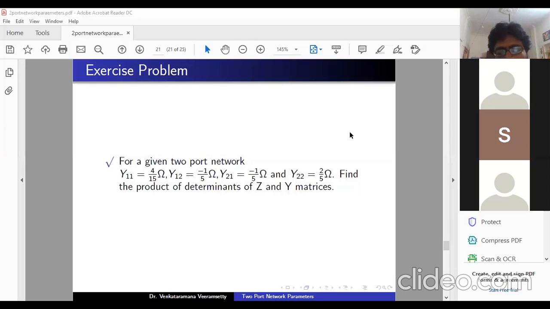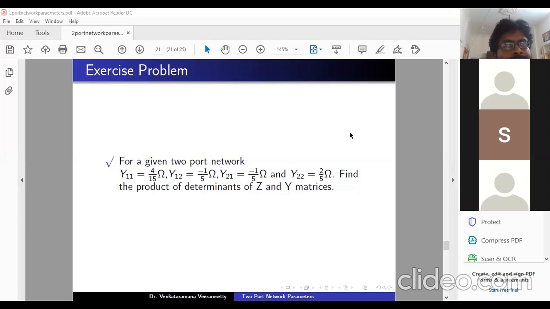And in tomorrow's class, we will discuss how we represent the Z parameters in terms of the ABCD parameters. So meanwhile, if you understood today's class and have time, try to find the relation between the Z and ABCD parameters by yourself. If you have difficulty, you can get clarification in tomorrow's session. So if you have time, you can try yourself.